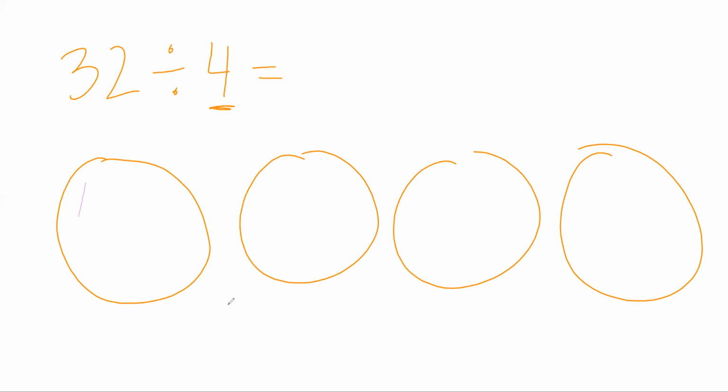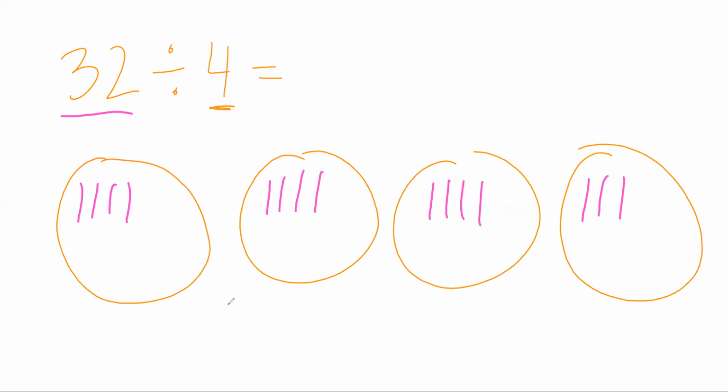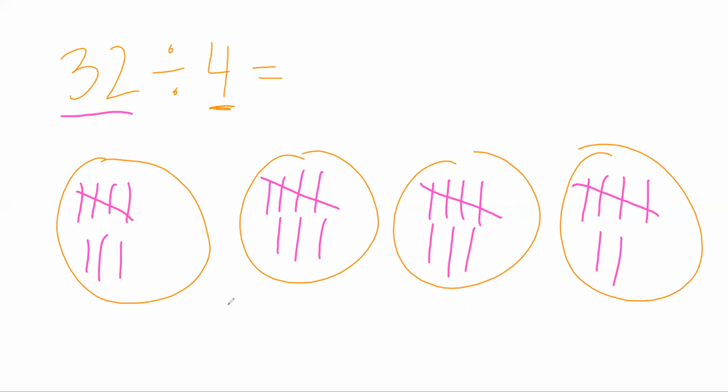So 1, make that thicker. So 1, 2, 3, 4, 5, 6, 7, 8. Again, I want the same amount in each group, and I'm going to 32. So I'm at 8, 9, 10, 11, 12, 13, 14, 15, 16, 17, 18, 19, 20, 21, 22, 23, 24, 25, 26, 27, 28, 29, 30, 31, 32.